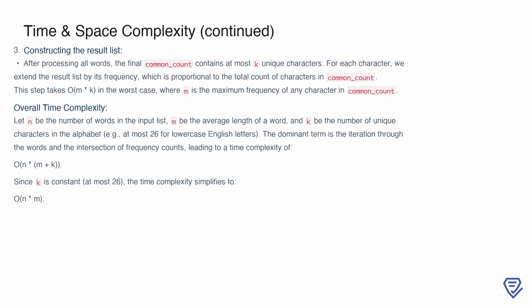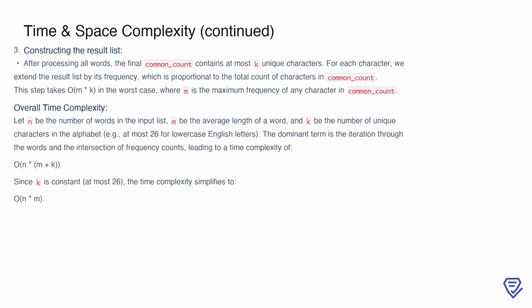Once all the words are processed, we move on to constructing the result list from the final common_count. Here, we iterate over the unique characters in common_count, which are at most K. For each character, we extend the result list by its frequency, meaning we append the character multiple times equal to its count. In the worst case, this could involve appending up to the total character count across all words, which is proportional to O(m*k). However, since we already determined that K is constant, the dominant term of the time complexity remains the iteration through the words and the intersection of their frequencies.